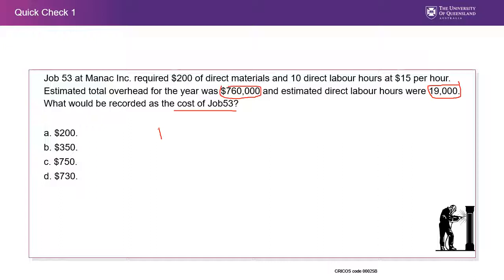So remembering, we have direct materials, direct labour and manufacturing overhead that we want to calculate. So we know we're using normal costing, so the actual direct materials is 200. The actual direct labour is 10 hours times the $15 per hour gives us $150.